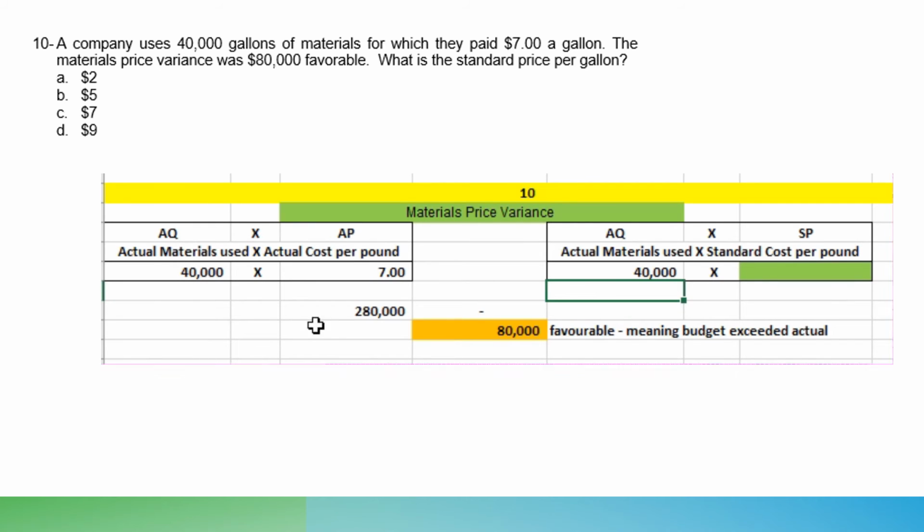Alright, for question 10, we're told that a company used 40,000 gallons of materials, which they paid $7 per unit, so they spent an actual amount of $280,000, being 40,000 times 7. They had a materials price variance of $80,000, which is favorable, which means the budget exceeded the actual. And we're asked to calculate what the standard price per gallon was. So to get our budgeted amount in total, we would add the variance to the actual, so we had a total budgeted amount of $360,000. To get our standard cost per pound, we would take the $360,000 divided by the 40,000 actual materials used, so we have a standard cost per gallon of $9.